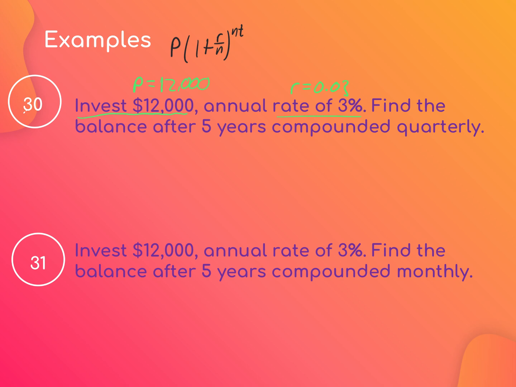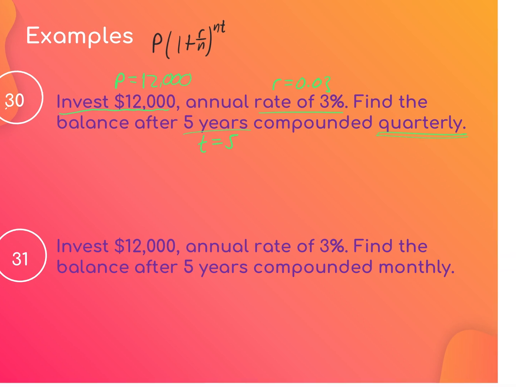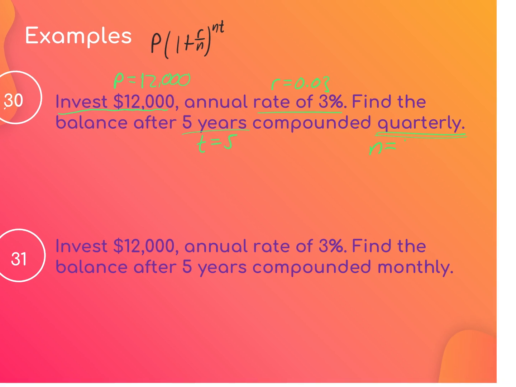So 5 years means t equals 5. Your time is always written in years. Compounded quarterly: every quarter of a year is 3 months. How many 3-month increments do you have in a year? 4. You can even just think of the word quarterly; it means you split it into 4 parts. So n here is going to equal 4.